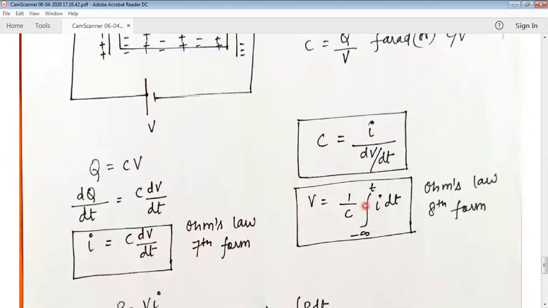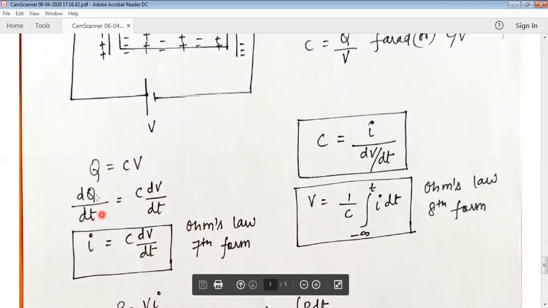Now differentiate Q with respect to t, both sides. C is constant, so C does not change with respect to t. So here dQ by dt equals C dV by dt. What is dQ by dt? It is the rate of change of charge, and the rate of change of charge is current. So current equal to C dV by dt. This is also a relation between current and voltage. That's why this is called Ohm's law 7th form.